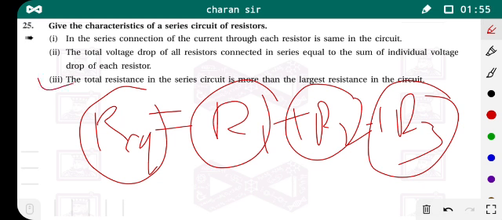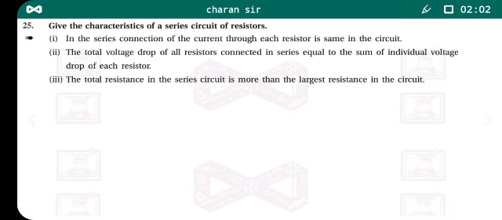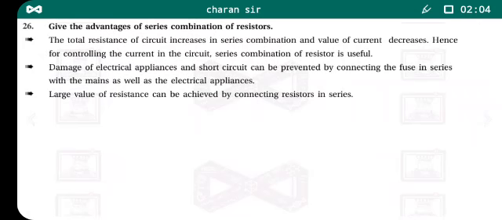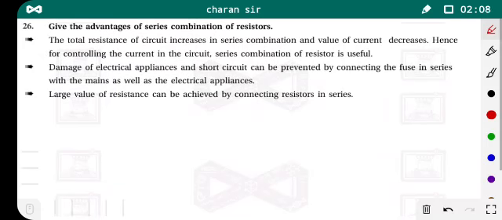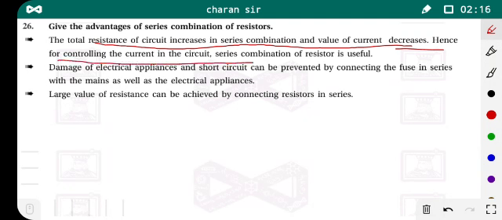Now we are going to study the advantages and disadvantages of the series combination of resistors. So the first question is, give the advantage of series combination of resistors. The total resistance of the circuit increases in series combination and the value of the current decreases. Hence, for controlling the current in the circuit, series combination of resistors is used.